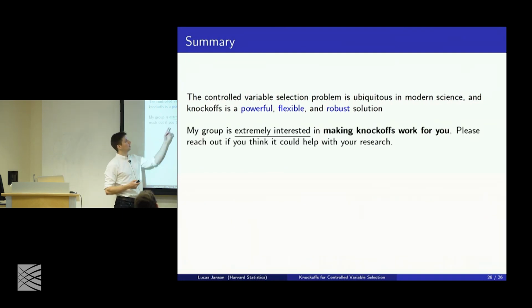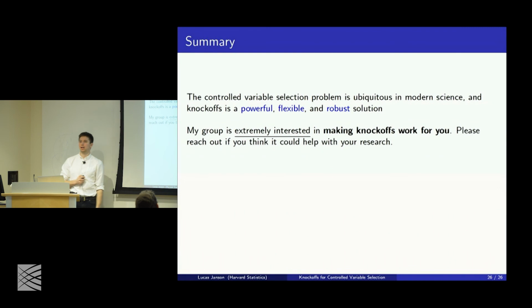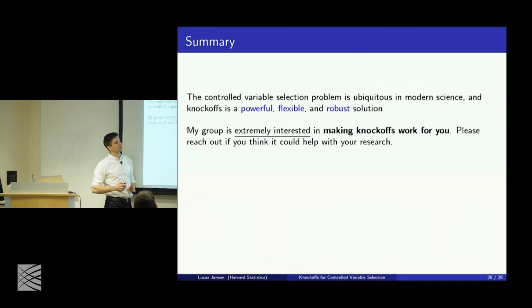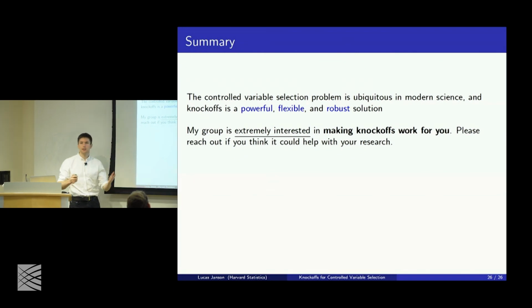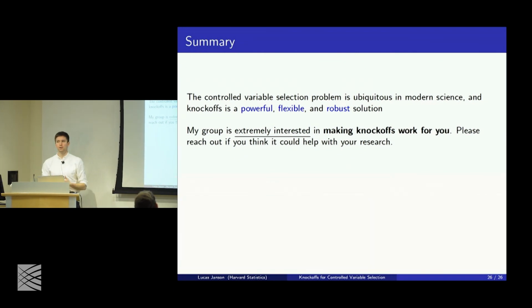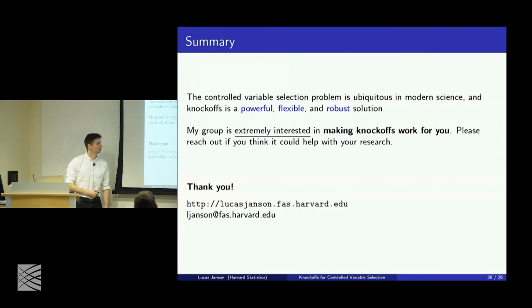And basically, I'm very interested in making knockoffs work for you. That's why I'm talking at the Broad: I would love to hear about the problems that you have that are variable selection related. It doesn't have to fit exactly into this talk, but if you think it's something like that, I'm definitely interested in extending knockoffs to work in other settings as well. So if you think this could work for your research or help you do cool science, please let me know, and I would like to help you. That's it. Thanks.